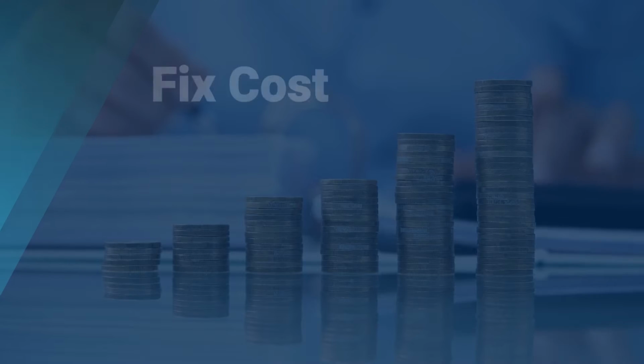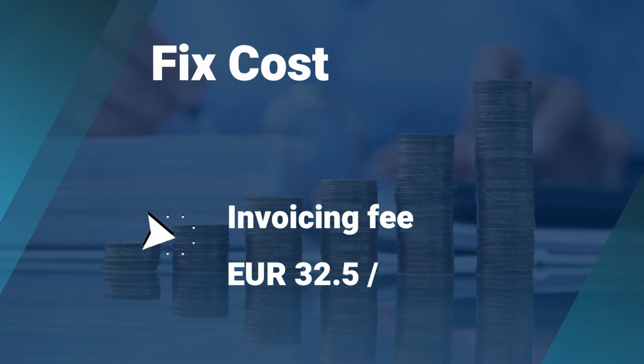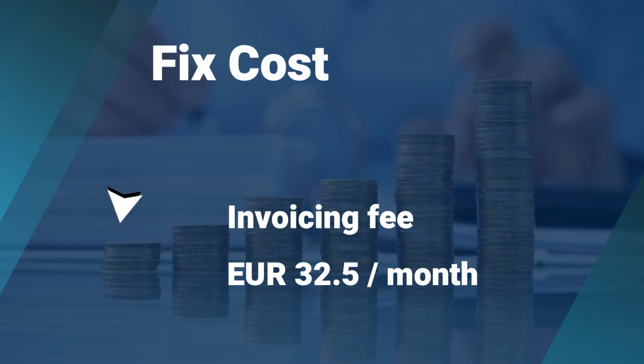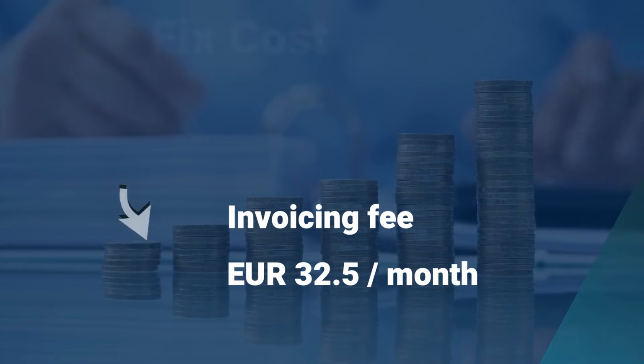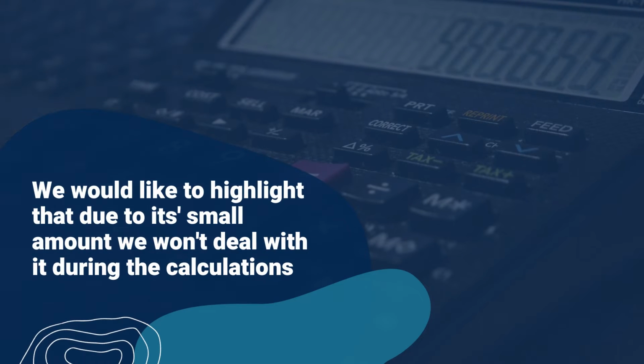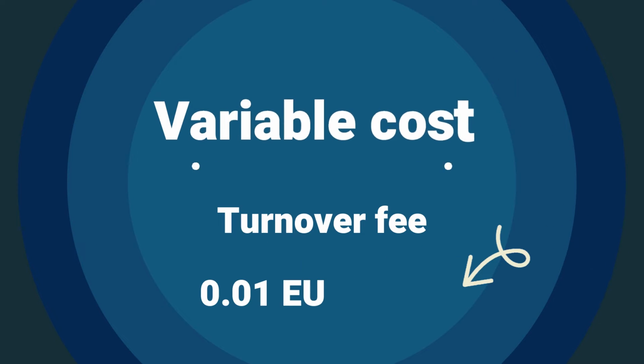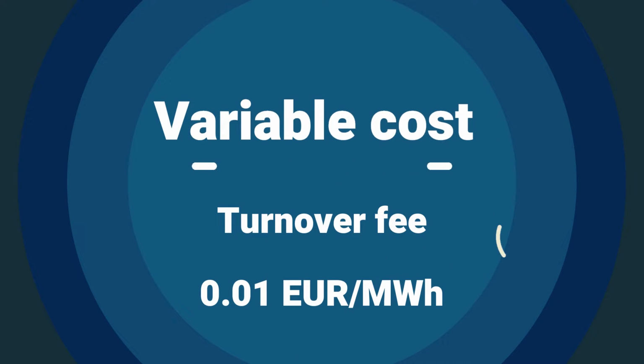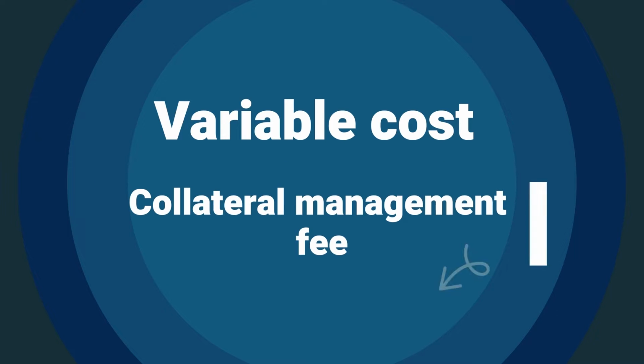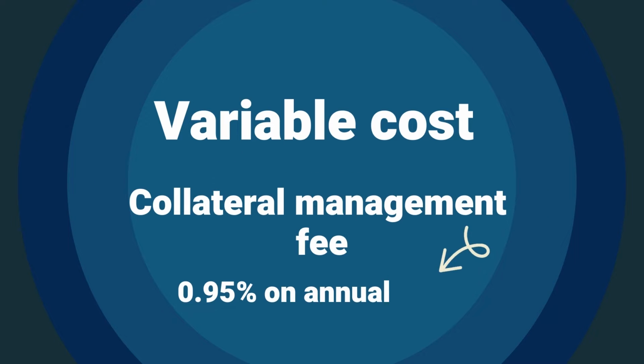As per our fee schedule, we apply a fixed invoicing fee that is €32.5 per month, but only in case there was any turnover in the given month. Since this amount is so small, we won't calculate with it. The first variable cost is the turnover fee, that is €0.01 per megawatt-hour, and the second one is the collateral management fee, that is actually 0.95% on an annual basis.